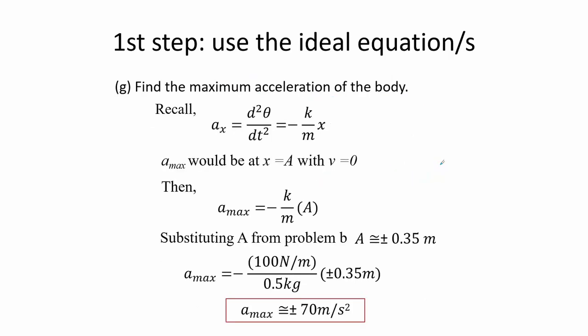We use the ideal equation to solve this problem. Recall the expression for acceleration and we get that maximum acceleration would be at x equals A, where the velocity is 0. Then maximum acceleration is given as the equation shown here, and substituting the amplitude A we get that the maximum acceleration is around positive or negative 70 meters per second squared.